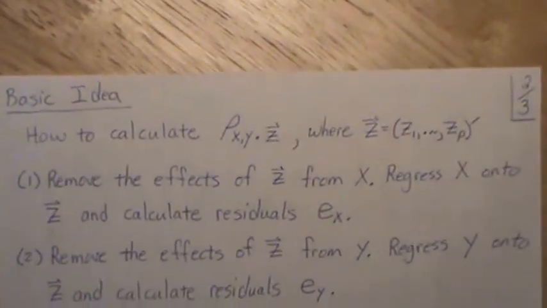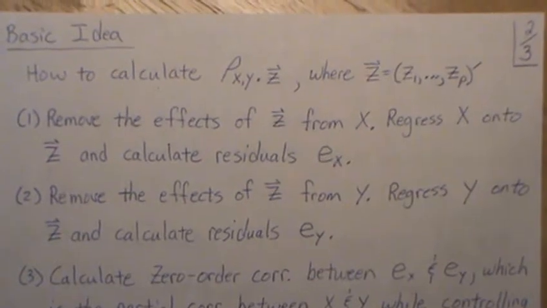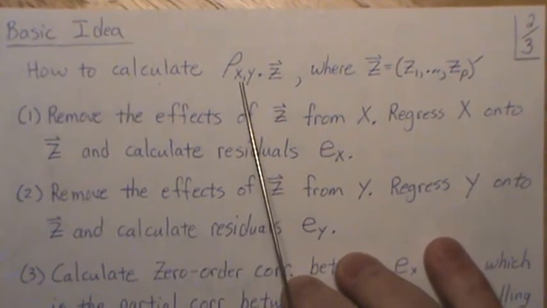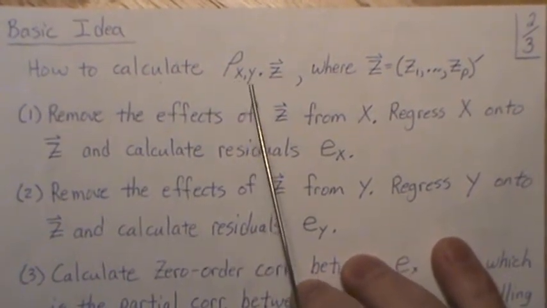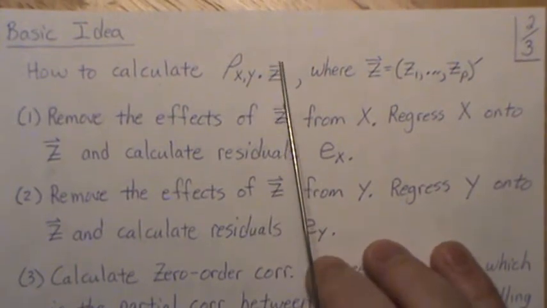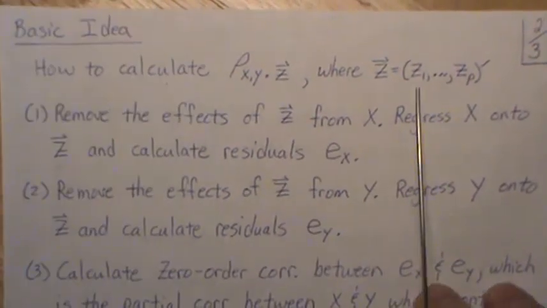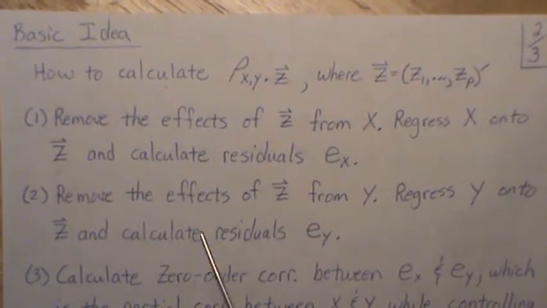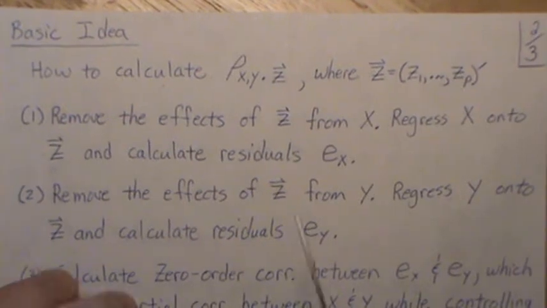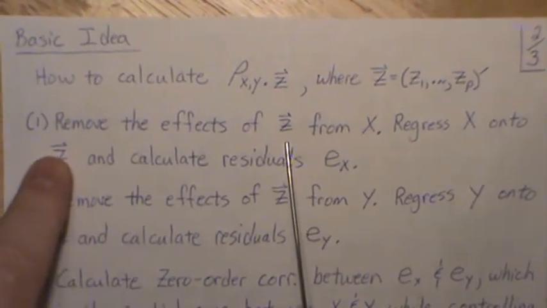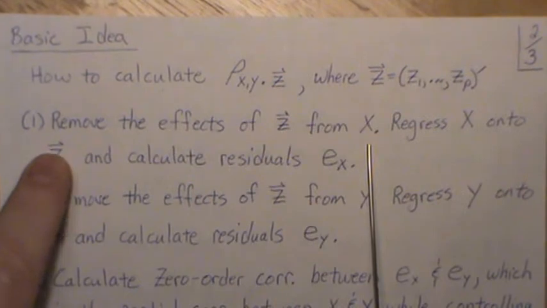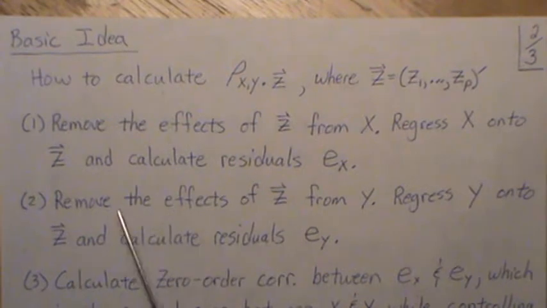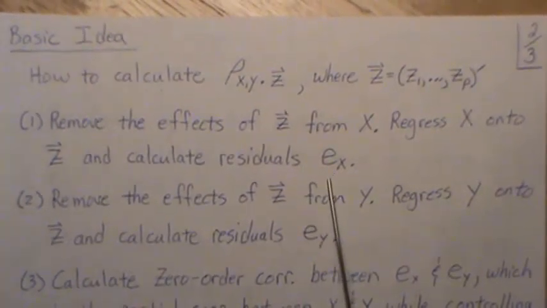So the basic idea is this. How to compute rho_xy.z. We want to find the correlation between variables x and y, and we're controlling for this set of variables. There are p different variables that we're controlling for in this correlation. The goal is to remove the effects of z, all these variables, from x. To do that, you regress x onto z, and then we calculate the residuals.